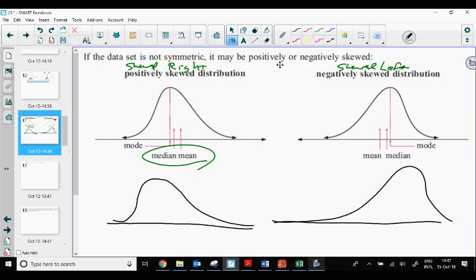The reason that the mean gets drawn towards this long extended tail out here is that that tail indicates that there are extreme values very far away from all the others. And that's going to affect the mean quite a lot. And it will not affect the median at all.